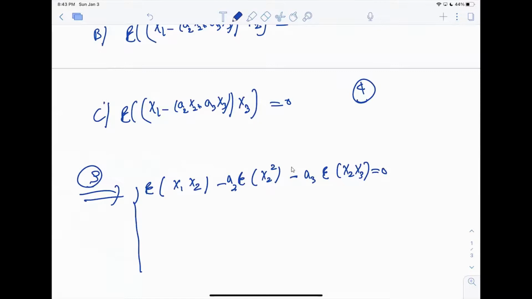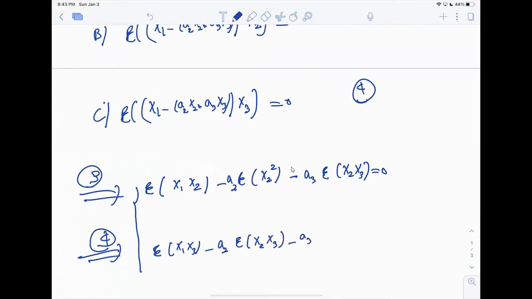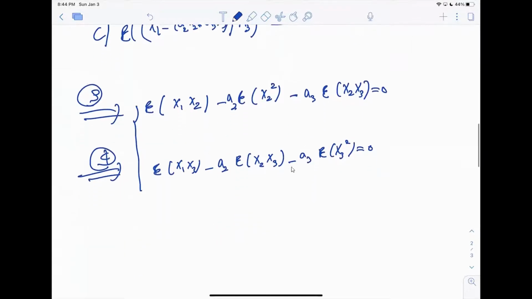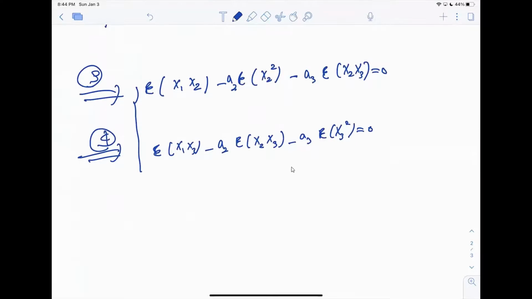The second one, from equation 4, I get x1 x3 minus a2 x2 x3 minus a3 x3 square equal to 0. So you could just solve this. Two equations, two unknowns, and you get the optimal MMSE, using only the orthogonality principle. That shows the power of the orthogonality principle. In part 2, I showed you one way to do this, and in part 3, another way to solve these problems.